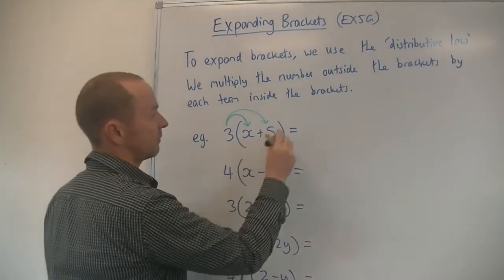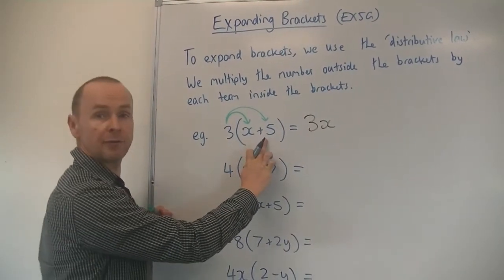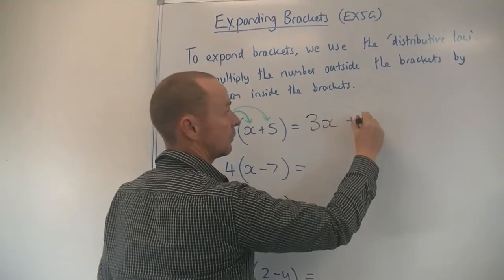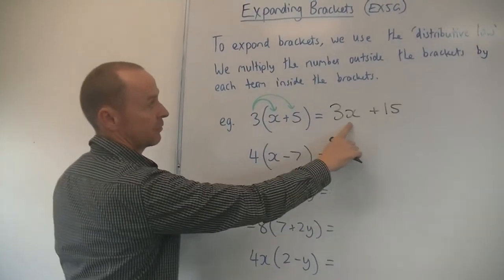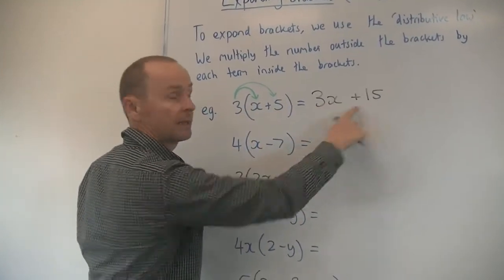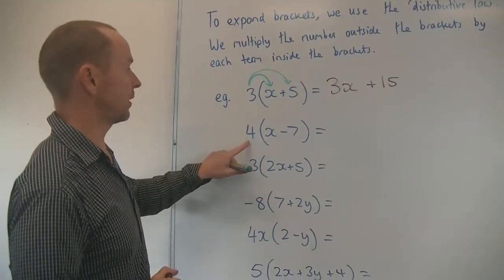So when we go 3 times x, we get 3x. And then we go 3 times plus 5 is plus 15, so we go plus 15. So our answer here is 3 times x is 3x, 3 times 5 is 15, and there's our answer. It's called expanding brackets. Let's try the next one.